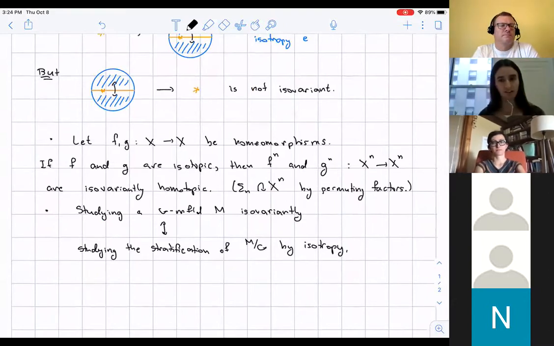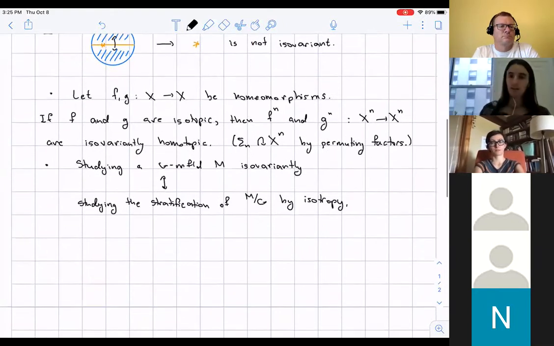Maybe I'll also say that isovariant maps arise in surgery theory. A lot of the times you will have an equivariant map that you'll want to know when it's homotopic to an isovariant map. So definitely shows up there too.